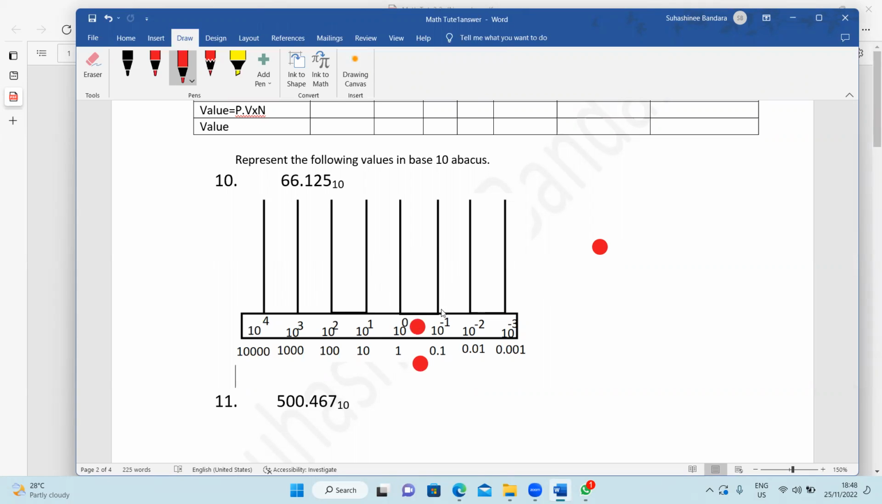Now 10 to the power minus 1 means 1. Then here you can put the 2 balls, and 5: 1, 2, 3, 4, and 5. Then here you have only 1. Then 1, 2, 3, 4, 5, 6. Okay.